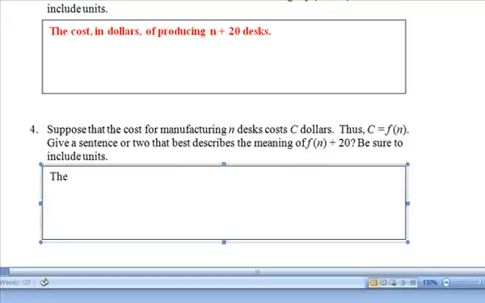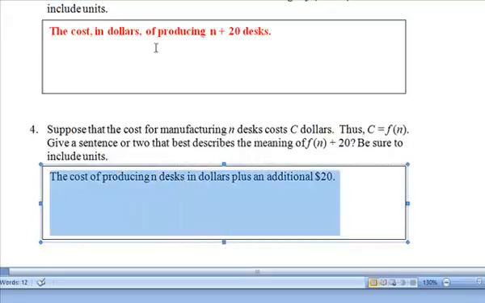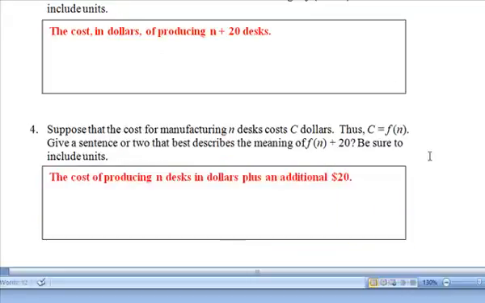So this could be read as the cost of producing n desks in dollars plus an additional $20. So that gets our point across. It takes care of the inputs and the outputs. And that's what we attended to. We also used the units based on that.